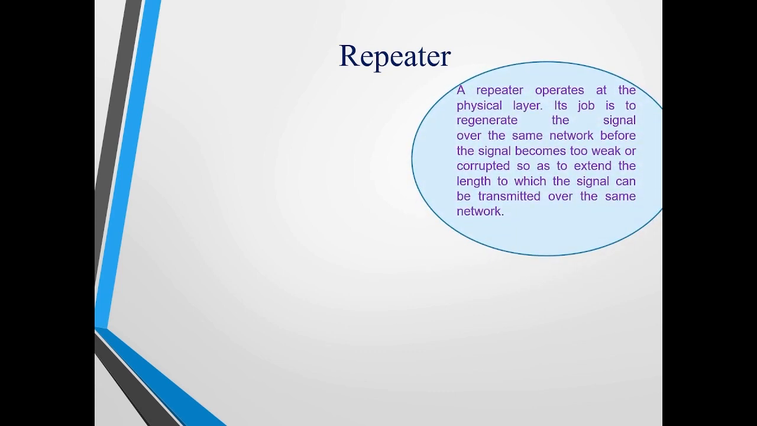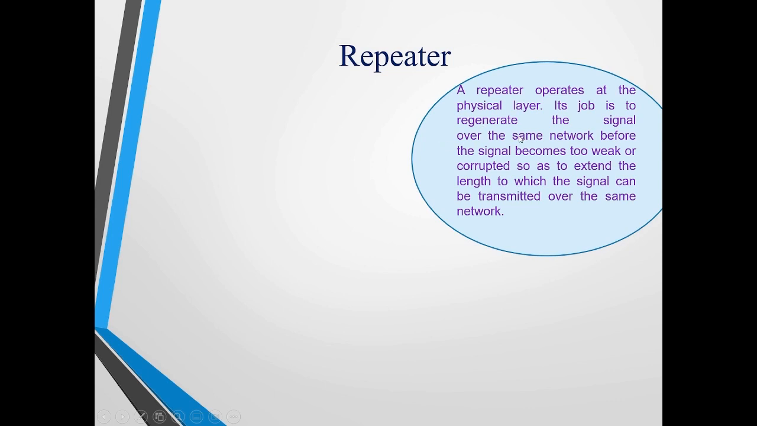After that, the next device is the repeater. So why is it used? A repeater, as the name suggests, operates at the physical layer. As I have told you, on the physical layer we are having 5 networking devices, and one of them is the repeater. The main function of this repeater is to regenerate the weak signal and convert it into a strong signal.